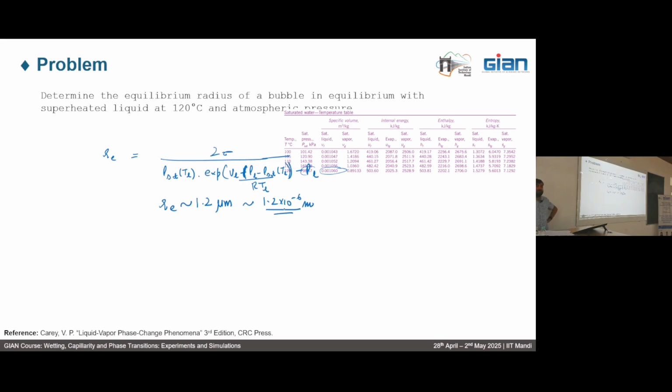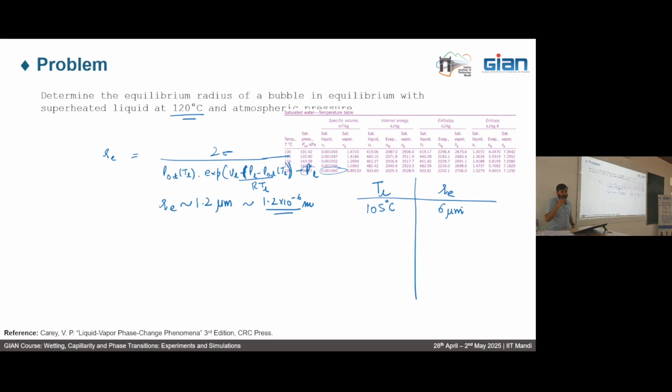So if your metastable liquid is at 1 atmosphere and 120 degrees centigrade, its equilibrium radius would be on the order of 1.2 micrometer, which is already very small and not visible by the naked eye. Now, let's suppose I want to see what happens if the temperature is a little bit lower. So if the temperature is 105 degrees centigrade, using the same equation you can see that the equilibrium radius comes out around 6 micrometer.